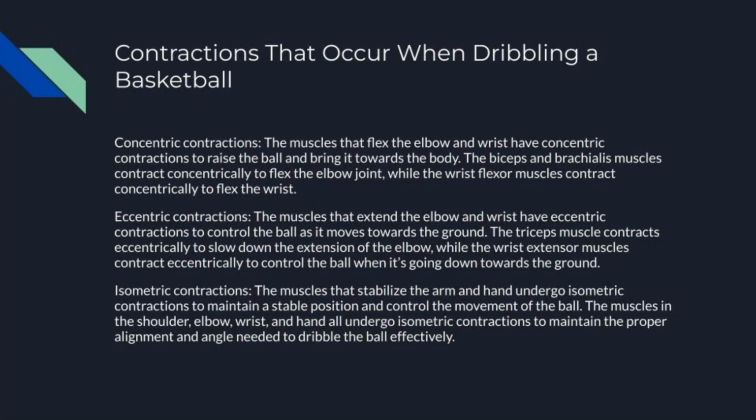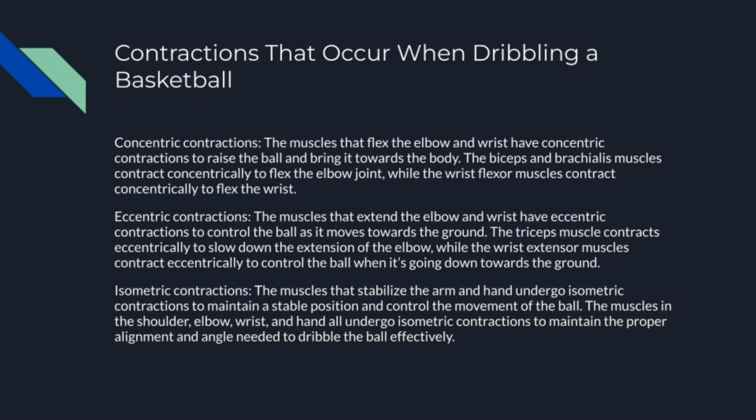And lastly, before we get wrapped up here, I wanted to talk about the contractions that occur when dribbling a basketball. We talked a lot about different types of contractions throughout the year, so I thought it'd be important because concentric, eccentric, and isometric contractions all occur in a way during dribbling. So there's a way you could talk about all three. Let's talk about concentric contractions first.